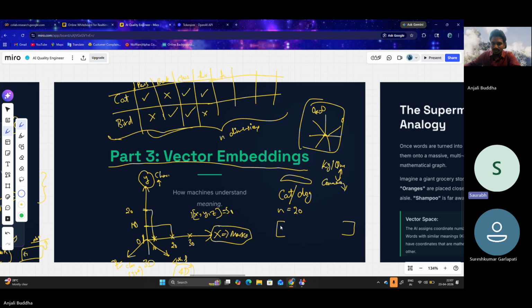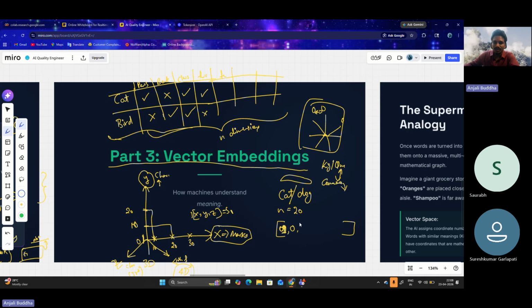So does a cat have paws? Yes. So for cat, the first dimension could be 1. Most of the cats do have it, so I may write it as 0.9, since it is most of the cats, not all the cats. The second, beak. No cat will have a beak, right? There are no species of cat which will have a beak. So the second dimension could be 0.